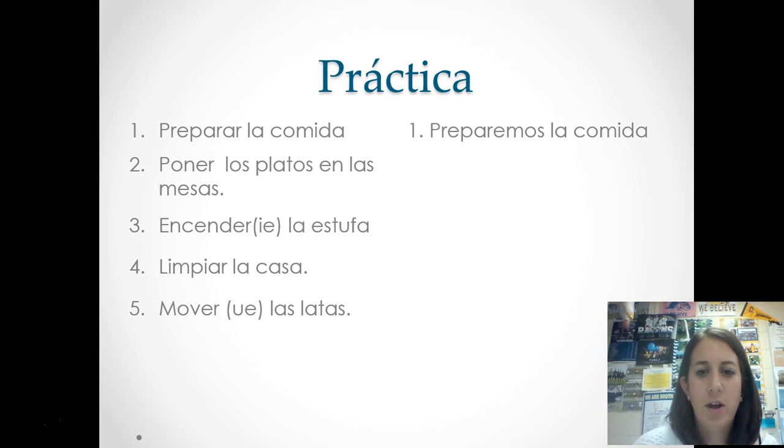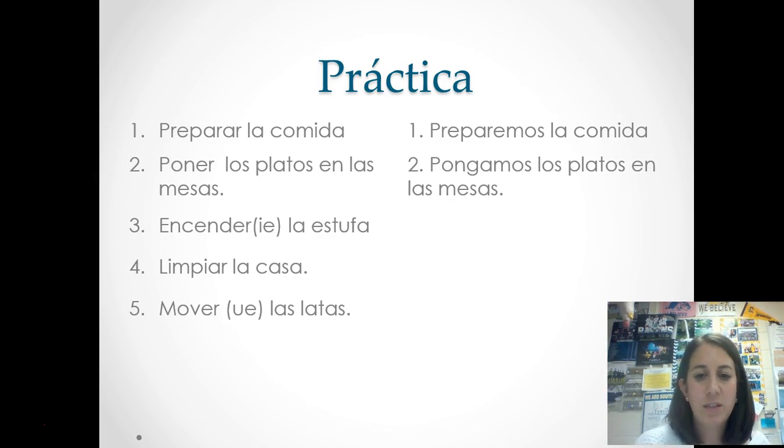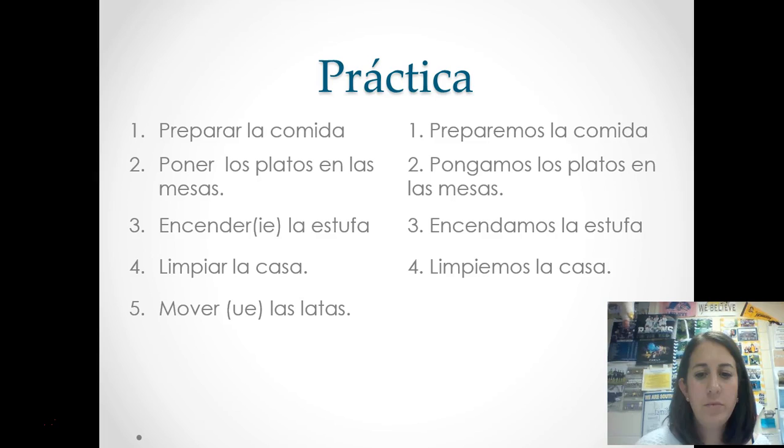All right, here we go. So we've got preparemos la comida. Again, preparar is an AR verb, so our opposite ending, preparemos. Pongamos los platos en las mesas. So we're still going to identify those go-go's and the yo-yos. No stem change, so encendamos la estufa, limpiemos la casa, and movamos las latas. Again, we're not going to identify that stem change because mover is not an IR verb.